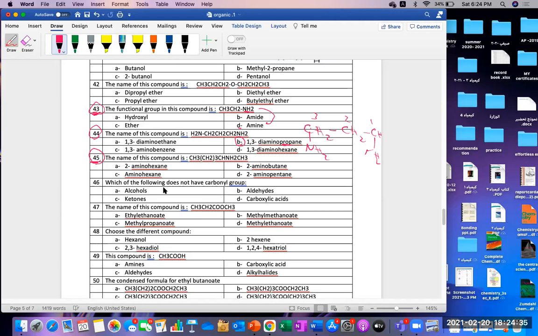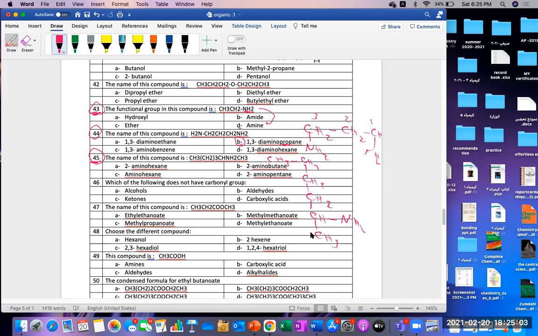Okay, 45. The name of this compound is, okay, this one is the longest one. I want to draw this. It will be CH3, and then you have CH2 three times. I will draw it like that: CH2, CH2, three times, and then you have CH, which has an H2, and then you have the last one, which is CH3.